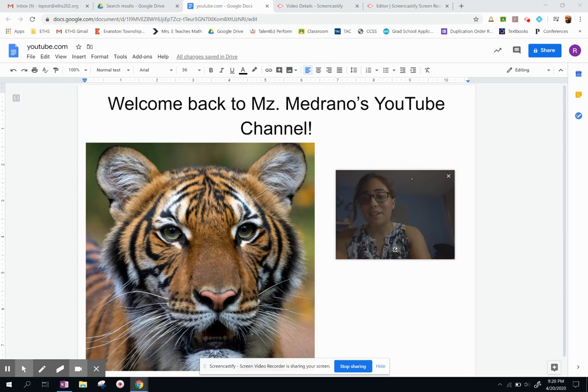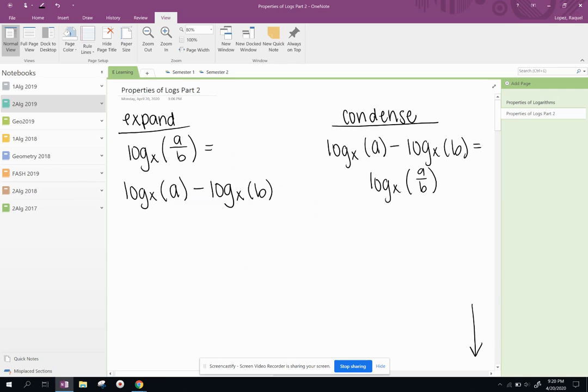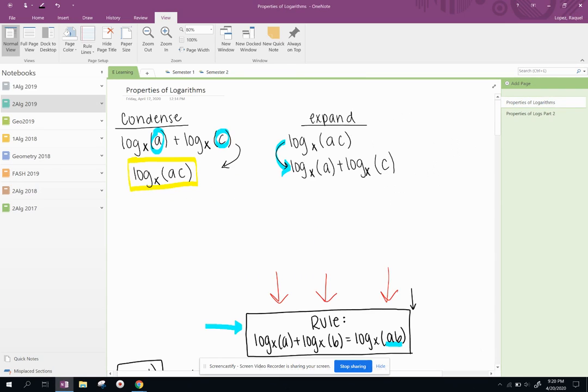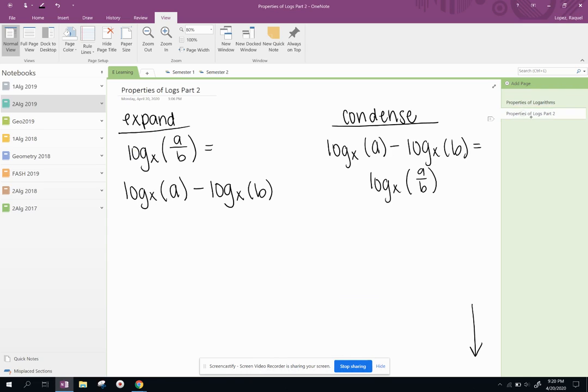Alrighty, guys. So now I can break character here. On Monday, we went over this log property, right? Where if we are taking the sum of two logs with the same base, then we can write it as a single log, where we're taking the product of the inputs.